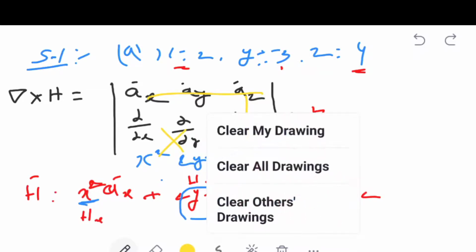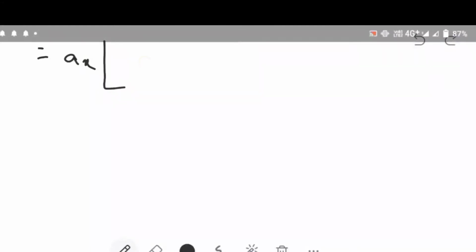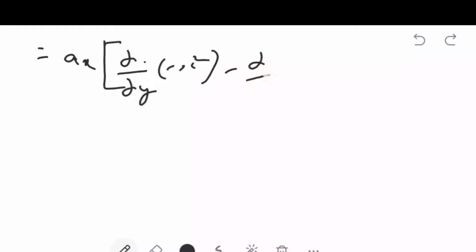Now go for that. That equal to, we can write that equal to ax into dou by dou y of minus x square minus dou by dou z of 2yz. Okay, 2yz.